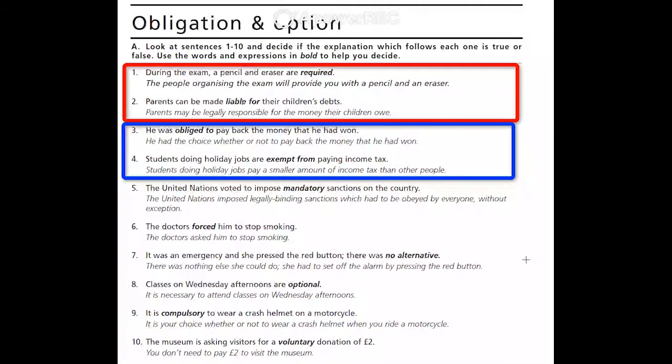All right, in this case, both are actually false. Okay, when you're obliged to do something, you're obligated. Okay, you have to pay back that money. Number 4 says students doing these jobs are exempt from paying tax. When you are exempt from doing something, it means you do not have to do it. Okay, you're legally not responsible to do it. So in this case, students do not have to pay a smaller amount. In fact, they do not have to pay any of it. All right?